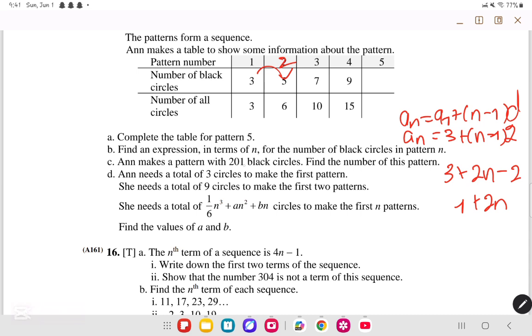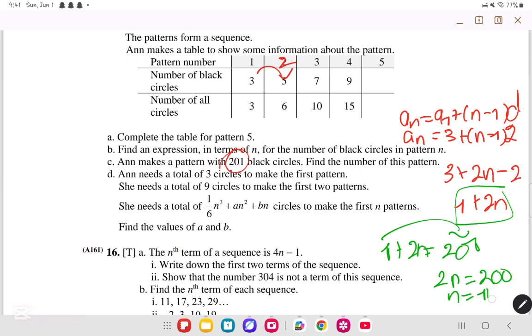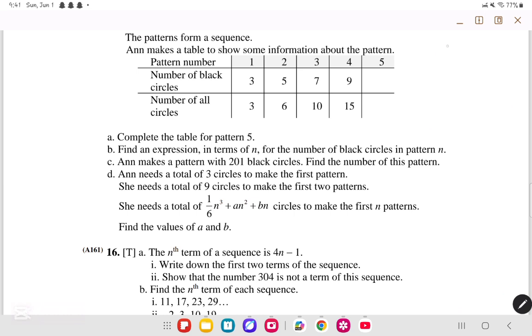We move on to part C. It says Anne makes a pattern with 201 black circles. Find the number of this pattern. So based on the equation we found in part B, it's gonna be 1 plus 2n is equal to 201. Move this to the other side. 2n is equal to 200, so n is equal to 100. So that is it for part C. Let's move on to part D.